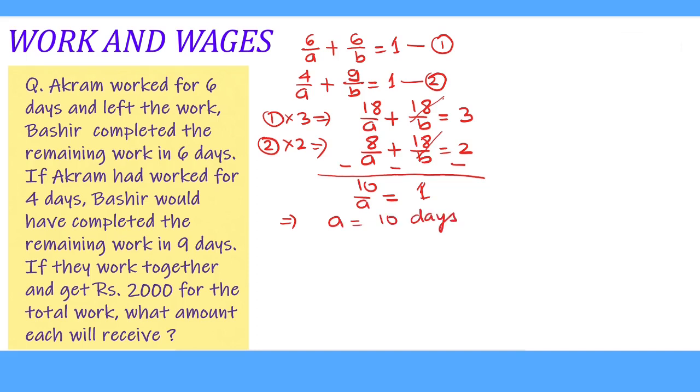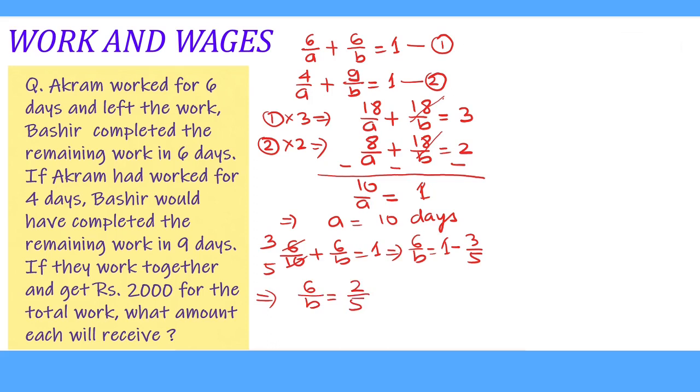So Akram can complete the work in 10 days. And for finding the number of days of Bashir, we substitute the value of A in equation number 1. So what we get? 6 upon 10 plus 6 upon B equal to 1. We cancel 6 by 2 for 3 times and 10 by 2 for 5 times. And this gives 6 upon B equal to 1 minus 3 upon 5. This gives 6 upon B equal to 2 upon 5, since 1 minus 3 upon 5 is 2 upon 5.